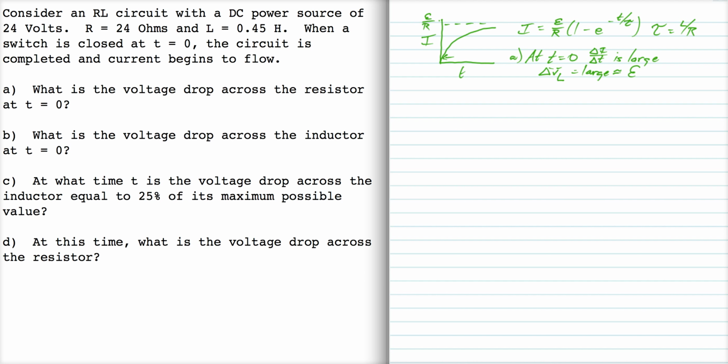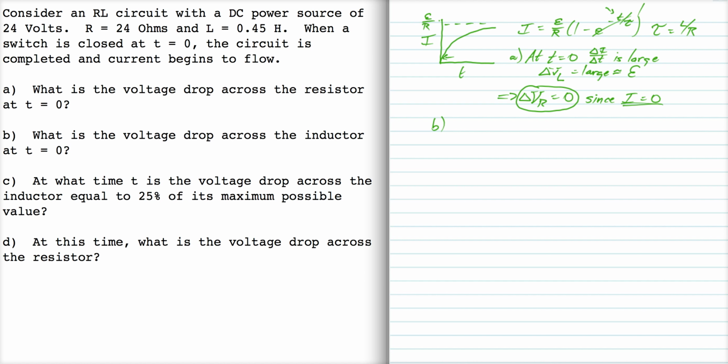And if that's the case, then the voltage drop across the resistor will be 0, since the current is basically 0 at that time. Okay, so there are a lot of ways. You could also look at this equation and say, well, if t equals 0 here, then this term becomes 1, and so the current is the EMF over the resistance times 1 minus 1, so the current is equal to 0. So there are a lot of ways to get at that solution.